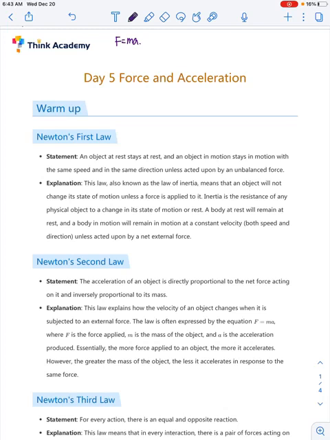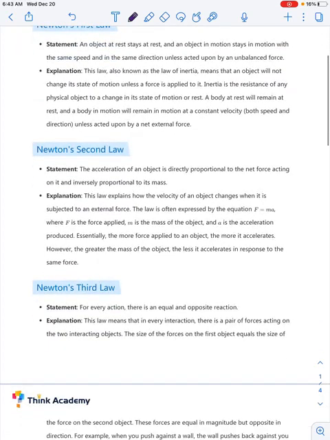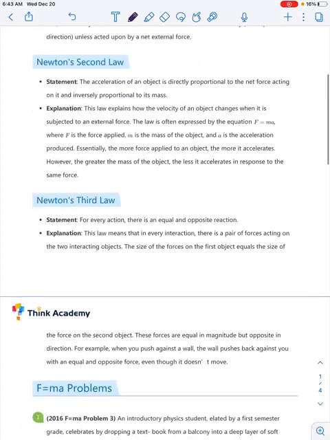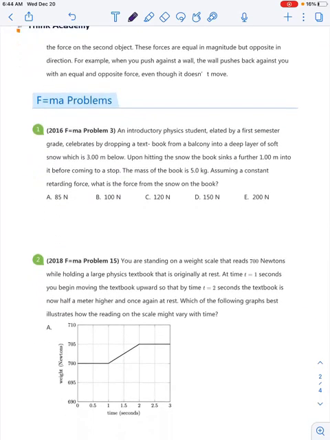This will be the major intuition of Newton's second law, and you can also check out all these descriptions to have a better review of all these formulas and the properties. Okay, but we're going to just take a look at the problems here. So for the first one, we know that we want to relate.